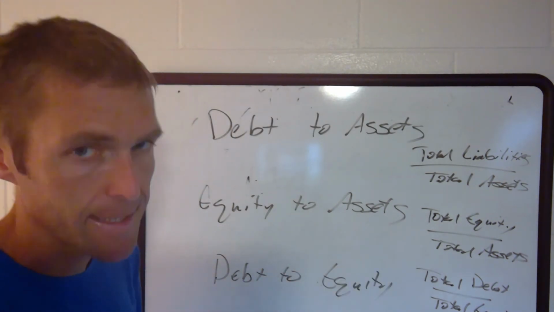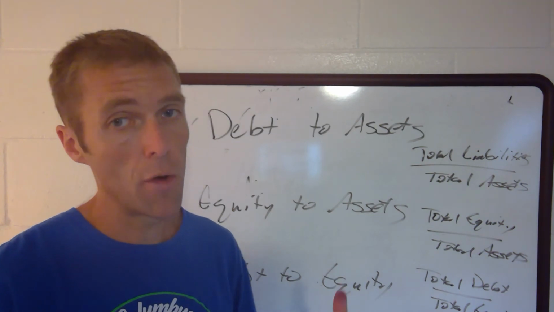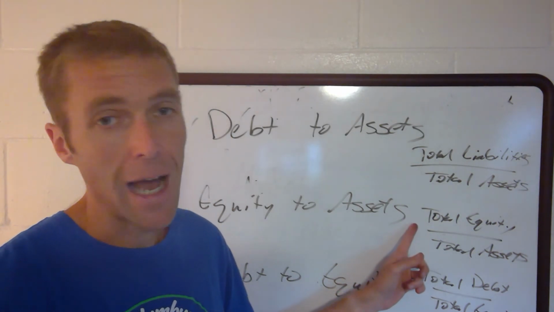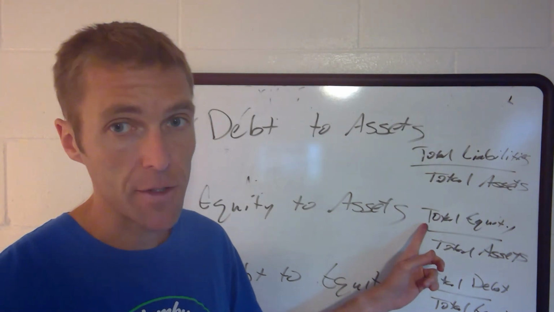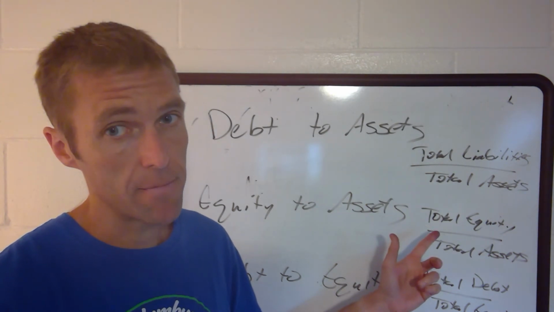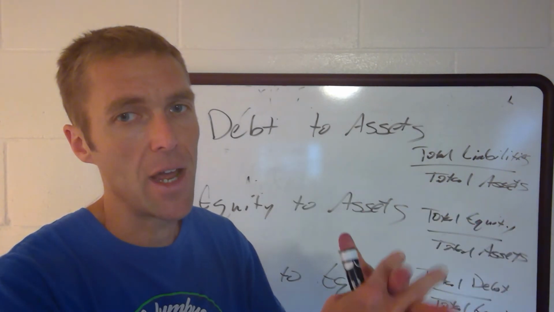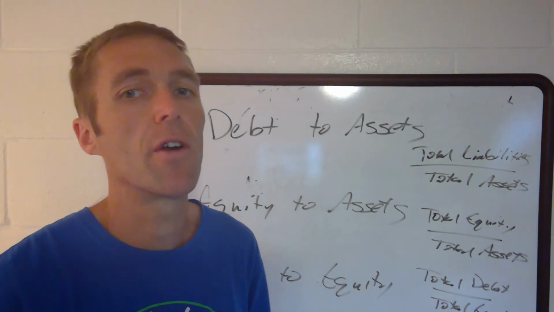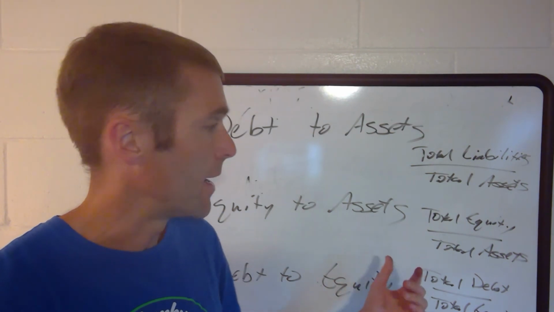Equity to assets. This is kind of saying what percentage of your stuff do you owe free and clear? If I have a farm that's worth $10 million and I have $10 million of equity, that means I have no debt. That means everything that's on the balance sheet is mine. I own it free and clear. There are no debts obligated against it.